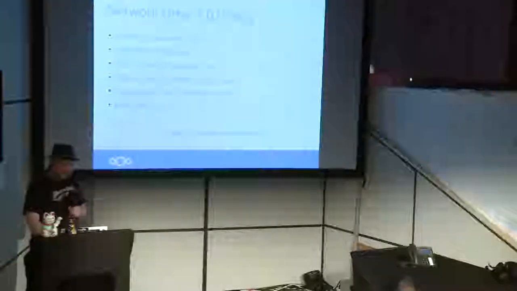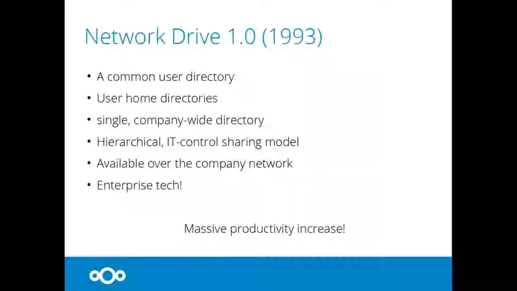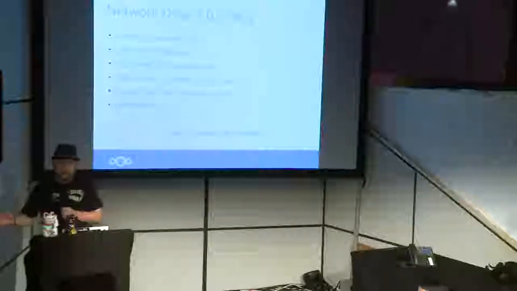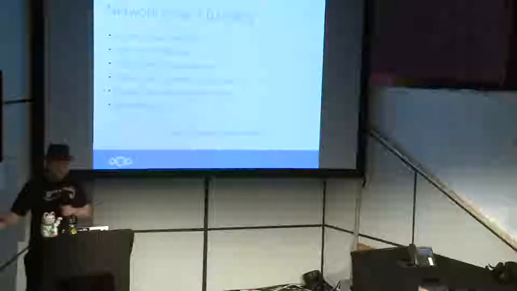A lot of people often ask us, you know, why are you adding this, why are you doing that? So these guys in 1993 released a network drive. As a sysadmin, you add users to it, you give them a bit of space where they can share files with other people. For a big company, this was probably really, really good. A lot of productivity came out of having this network drive. It's of course hierarchical and very much controlled by IT. The IT guys set who has access to what and when and how.